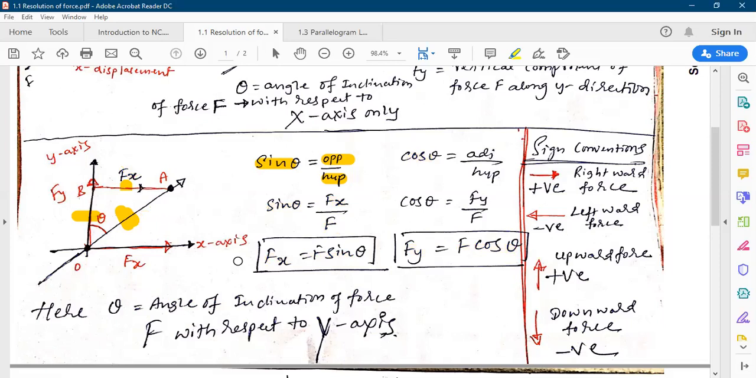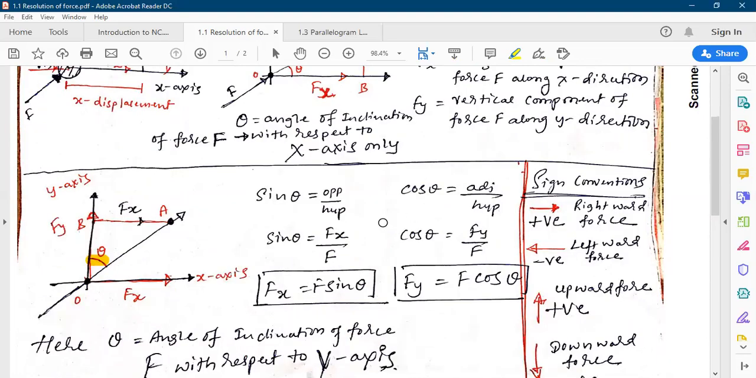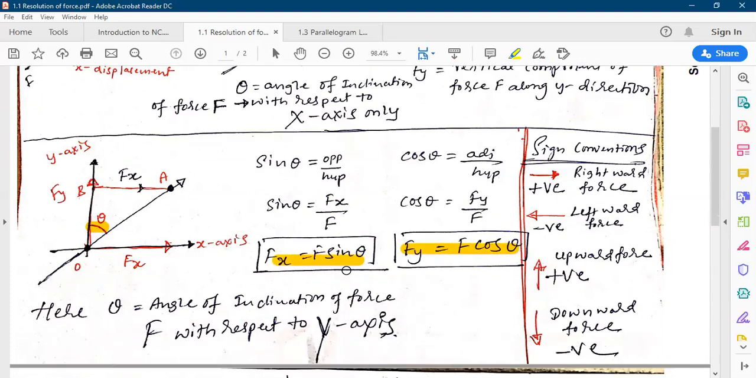So we can make some observations here. When the angle theta is with respect to y-axis, the formulas get interchanged, right? When we consider the angle with respect to x-axis, Fy is F sin theta and Fx is F cos theta. Similarly, if we consider the angle of inclination with respect to y-axis, Fy is F cos theta and Fx is F sin theta. So these are the changes in the trigonometric functions we have to observe for Fx and Fy, right?